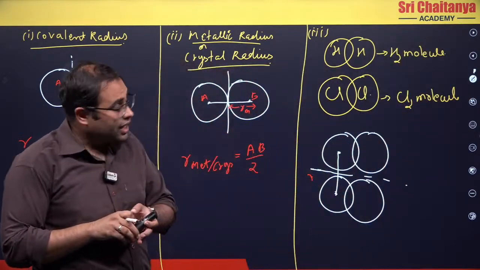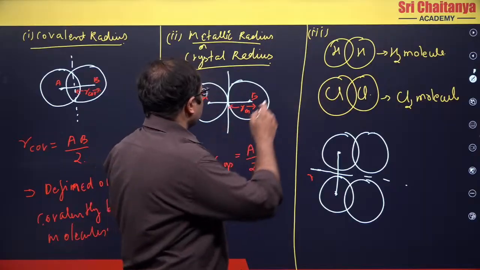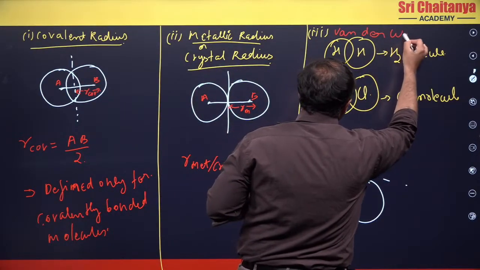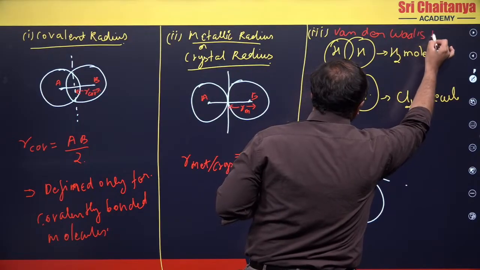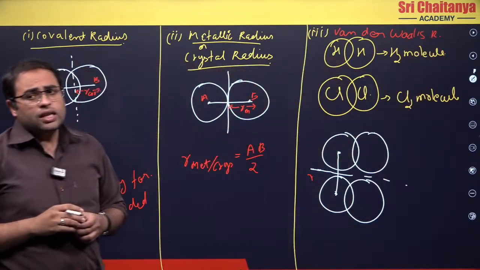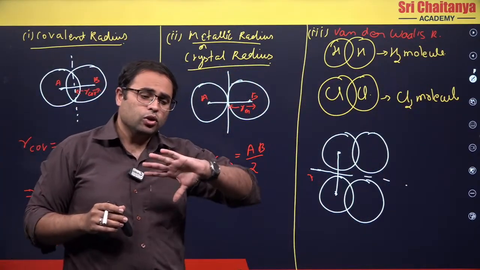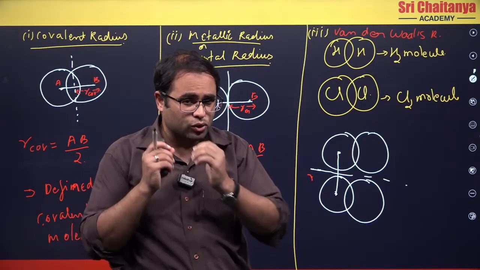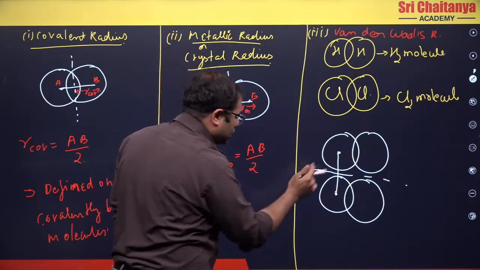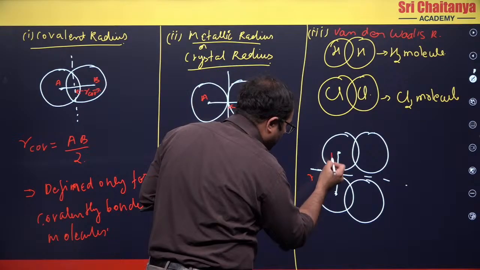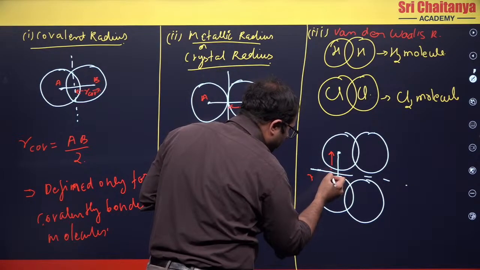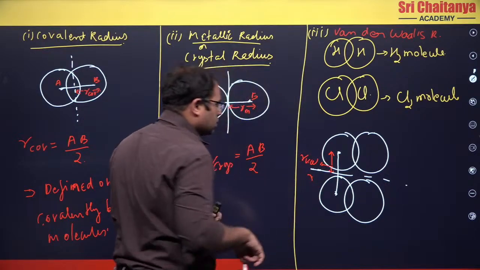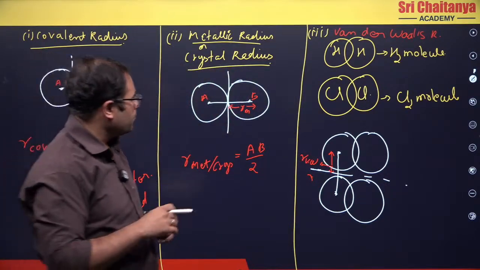Now, understand that van der Waals radius, the last one, is a radius between two entities or two things which are not actually bonded, but they are very close to each other. So they are close to each other. Now this part, okay, this part till here, this is your R van der Waals.